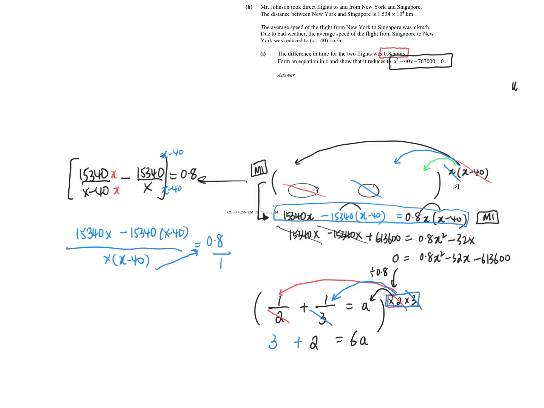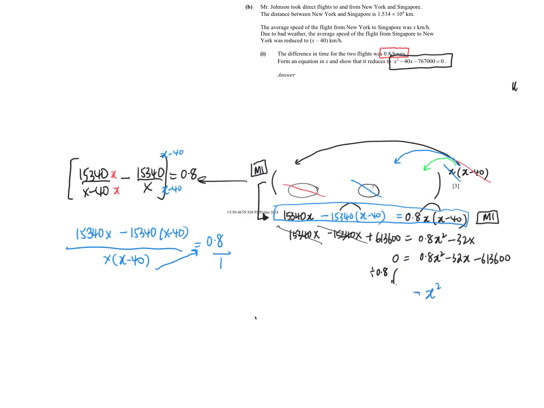Okay? So eventually when we reach here, my goal is to get to the equation on top. So this one becomes x squared. 32 divided by 0.8 is minus 40. 613600 divided by 0.8, you get 767000. So this is the equation they want you to show. So shown. Okay? So the showing part, not too much of an issue.